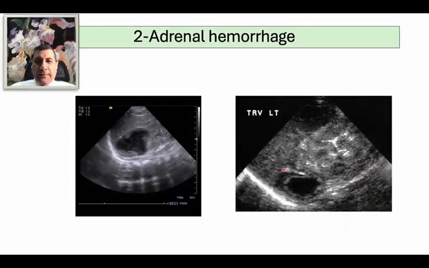You may also have adrenal hemorrhage. You have a hypoechoic collection here between the kidney, liver, and the diaphragm. When you have this circumscribed collection of blood, this is adrenal hemorrhage. It can also be seen here. You have the kidney, liver, and the diaphragm, and at this angle, you have this collection circumscribed like a cyst. So this is the suprarenal hemorrhage.